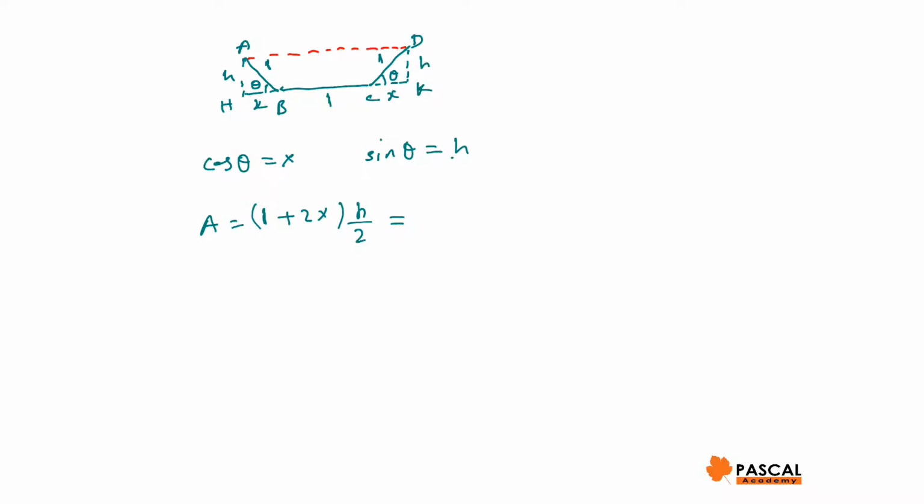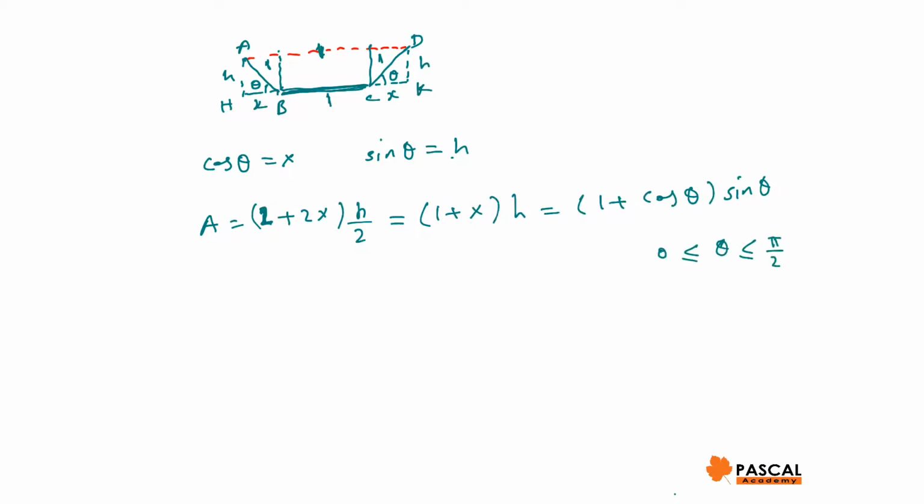By looking at the diagram, we see one base is 1, BC. The other base is AB, which is 1 plus 2x. Therefore, the sum of the bases is 2 plus 2x times h divided by 2, which is (1 plus x) times h. This can be written as (1 plus cos theta) times sin theta. Theta is between 0 and pi over 2.